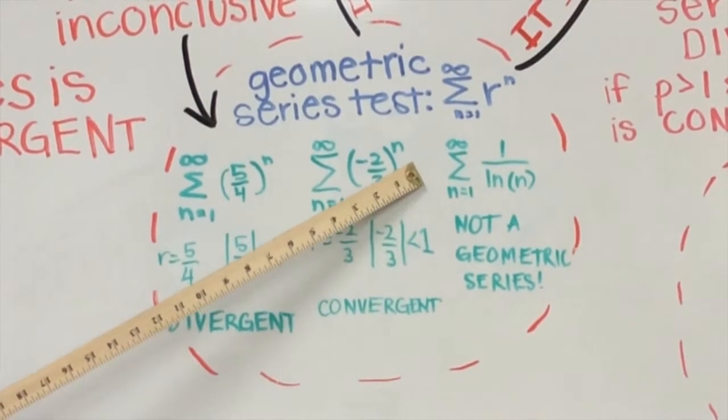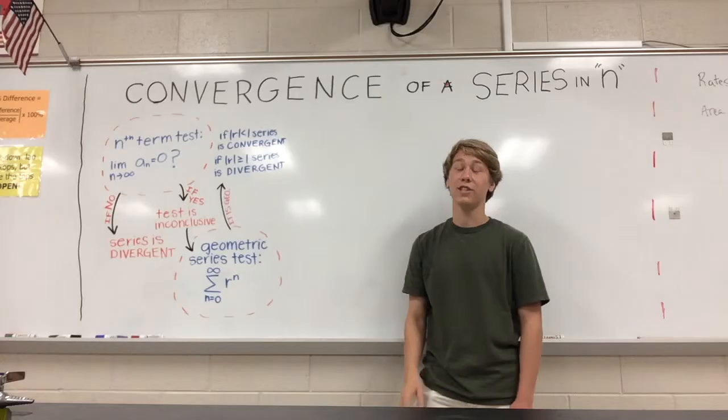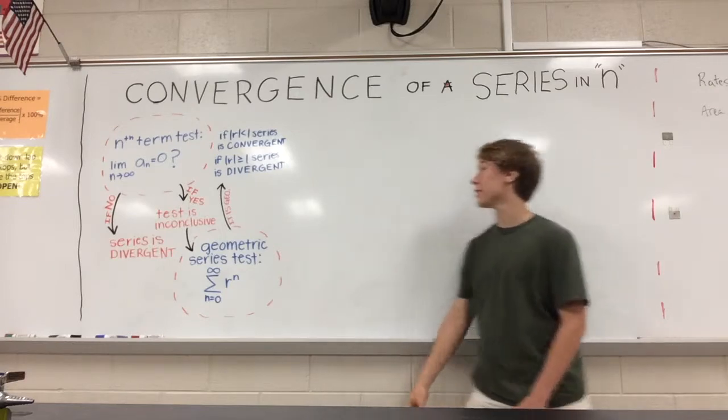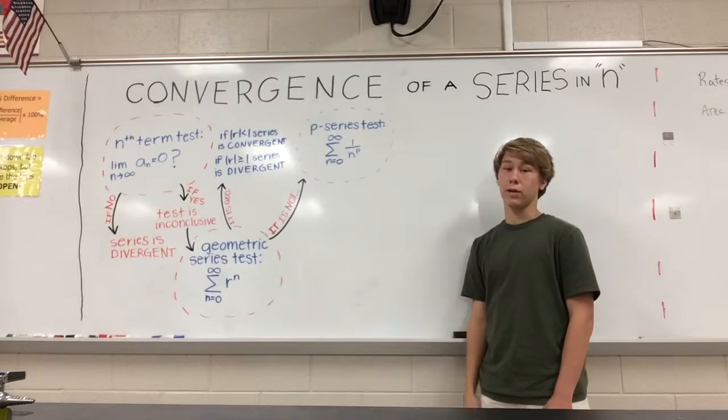For the final example, this is not a geometric series, so the geometric series test does not help. If your series is not of this form, then you're going to have to try this test. P-series test. If your series is of this form, then you have one of two possible outcomes.